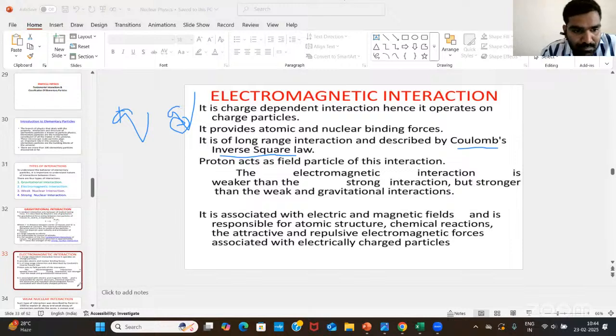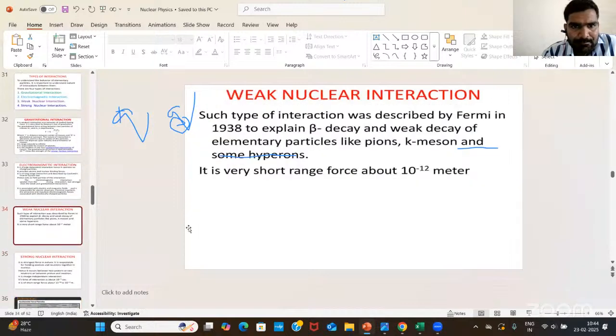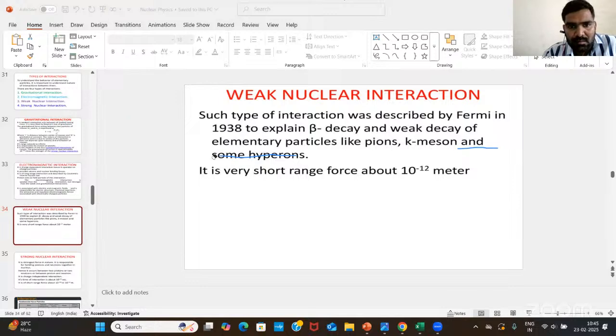Okay, so here we have weak nuclear interactions. The next one is weak nuclear interactions. These types of interactions were described by Fermi in 1938 to explain beta decay, and the weak decay of elementary particles like pions, K-mesons, and some hyperons. These are the things we get when beta emission occurs.